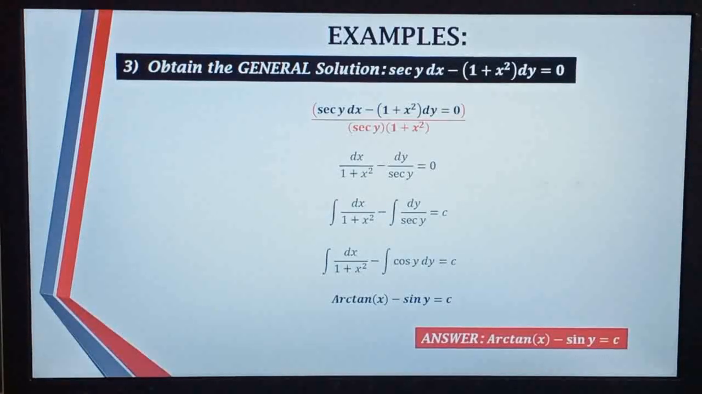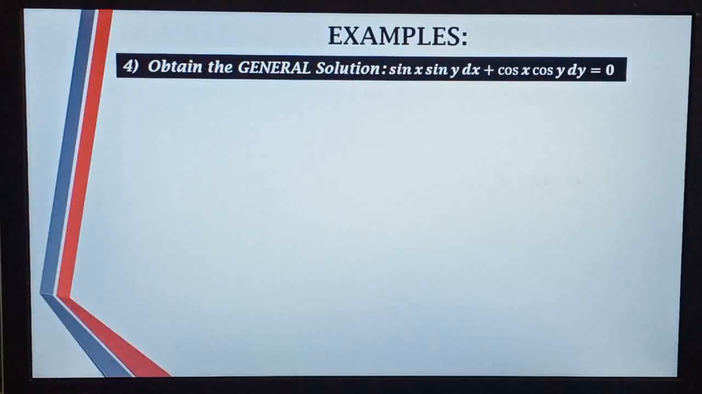Then we have to go to the next example. Example number 4. The same again, we have to obtain the general solution of the given sine x sine y dx plus the cosine x cosine y dy equated to 0. So all we have to do is to separate the function of x then sa function of y. So kailangan natin siyang i-divide sa sine of y and cosine of x.